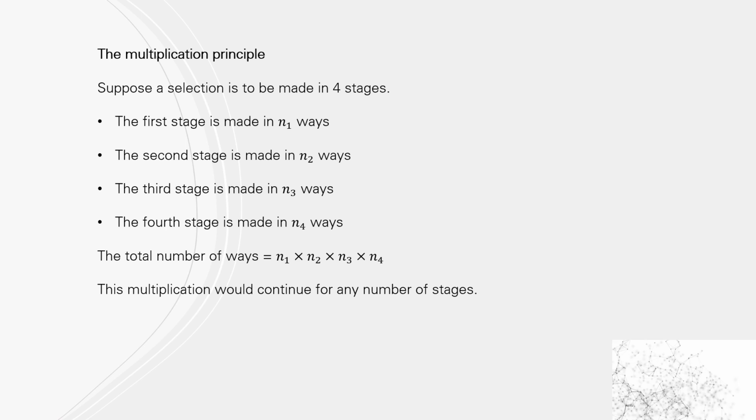We consider the first stage can be made in N1 ways, the second stage in N2, the third stage in N3 ways, and the fourth stage in N4 ways. So the total number of ways would then be the product of those different stages. And this would continue for any number of stages that we happen to have.